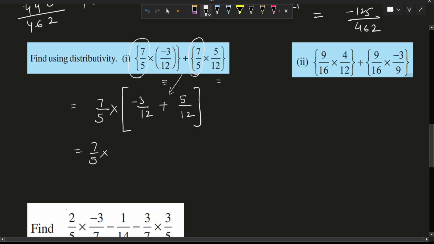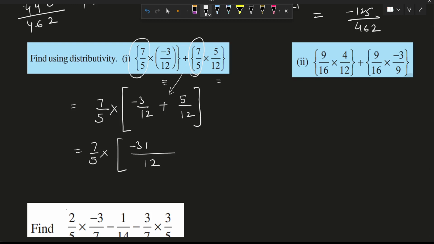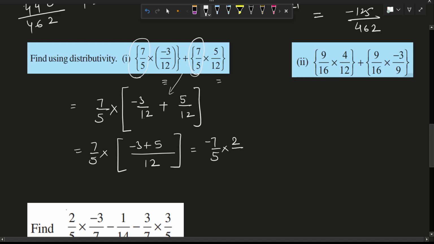So how do we solve it? We just take the LCM. That's 12 only, same. So minus 3 plus 5. It's minus 7 by 5 into 2 by 12. I can cancel this 2 and 12. 2 ones are 2, 2 sixes are 12. So the answer is 7 into 1, 7 with negative sign, by 30, 5 into 6. I hope the step is clear.